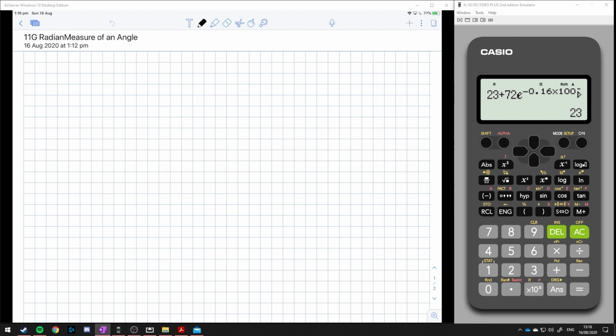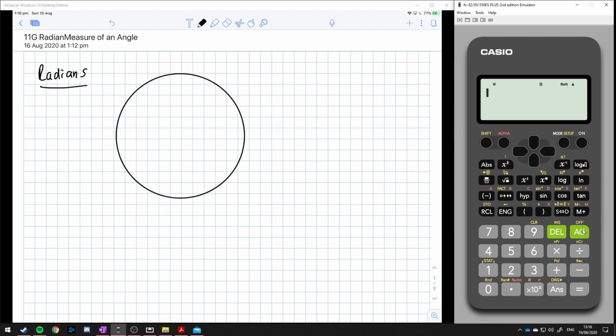Okay, so I'm going to take a focus back on to trigonometry, and what we're going to start off by looking at first up is a new way to measure angles within a circle. So let's start off with a circle like thus.